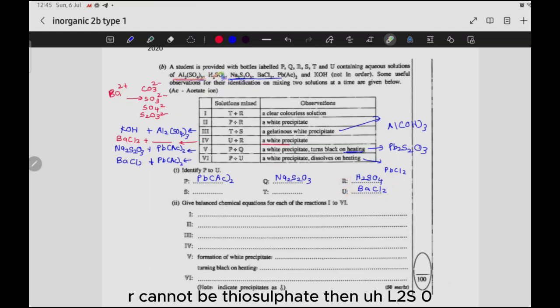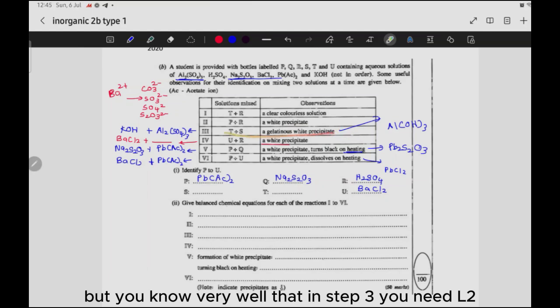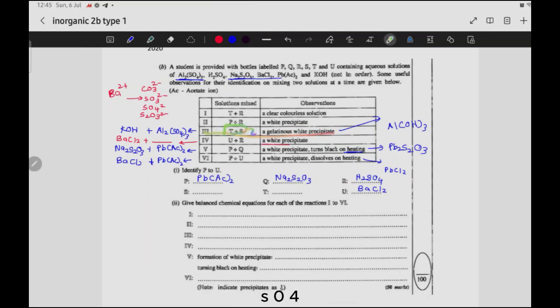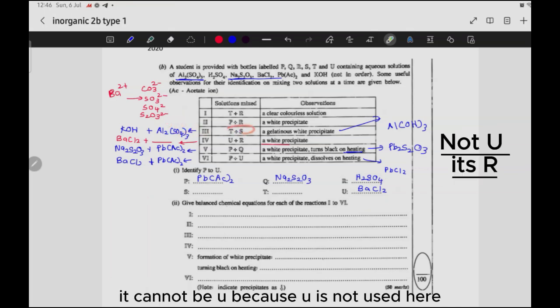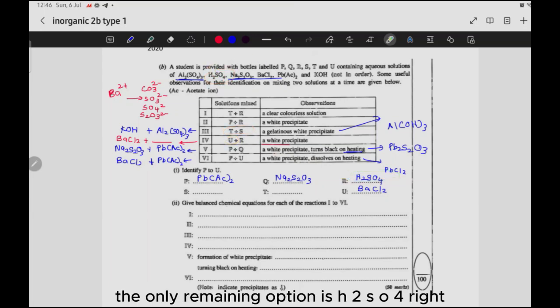Then Al2(SO4)3 and H2SO4 are the options, but you know very well that in step 3 you need Al2(SO4)3. So according to the bottle alphabet they have given, it can be either T or S, it cannot be U, because U is not used here. So U can be definitely H2SO4. The only remaining option is H2SO4, right? Like that you can find out.